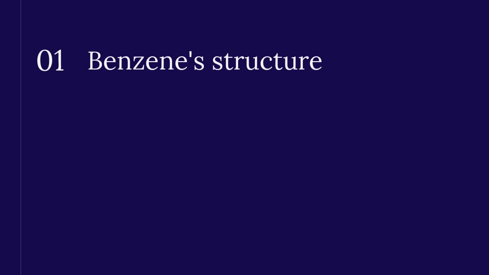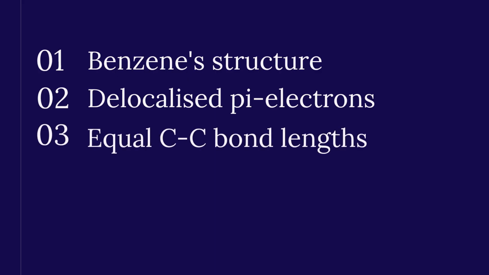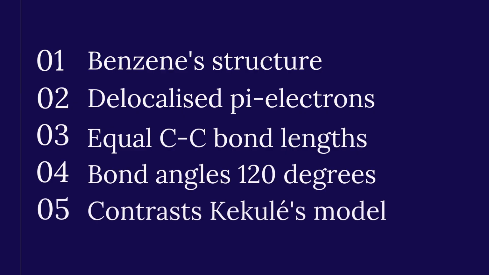Benzene's molecular structure features a delocalized pi electron system. This planarity results in equal C-C bond lengths. Bond angles are 120 degrees. The real structure contrasts with Kekulé's model. Understanding benzene's stability is key.